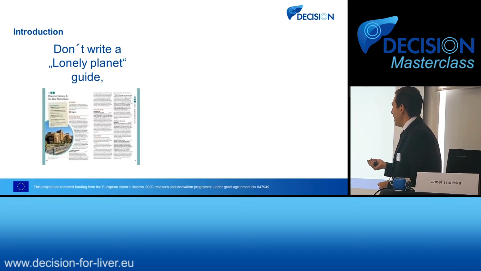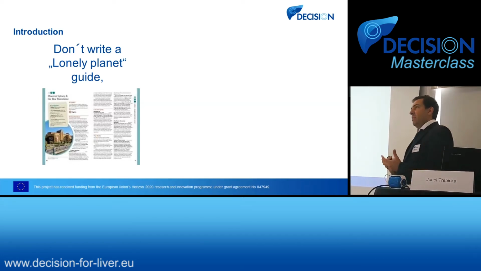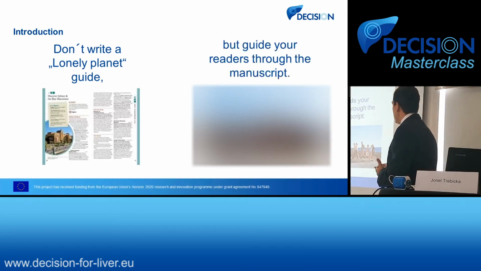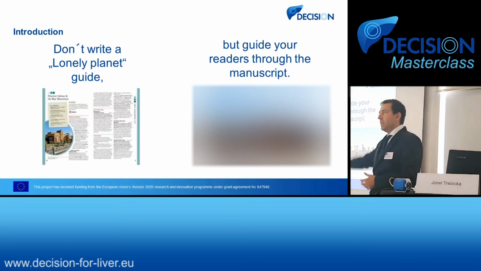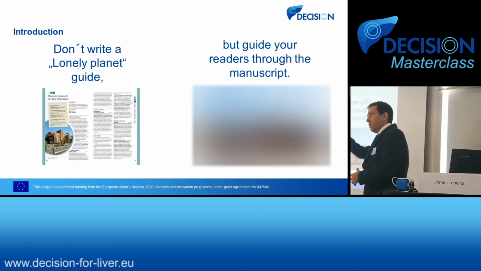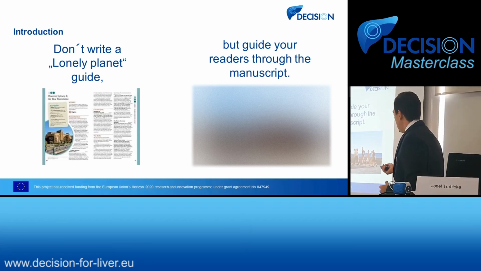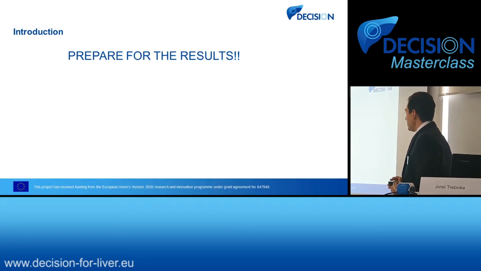So don't try to write the Lonely Planet guide. The Lonely Planet guide is nice for traveling because you have everything there and you can look something up. But if you read a paper, what you need is a guide that guides you through the manuscript. They show you, okay, this way, please. We have this problem, this problem, this problem, this way. So don't try to make everything complete. Try to make it clear and very simple.